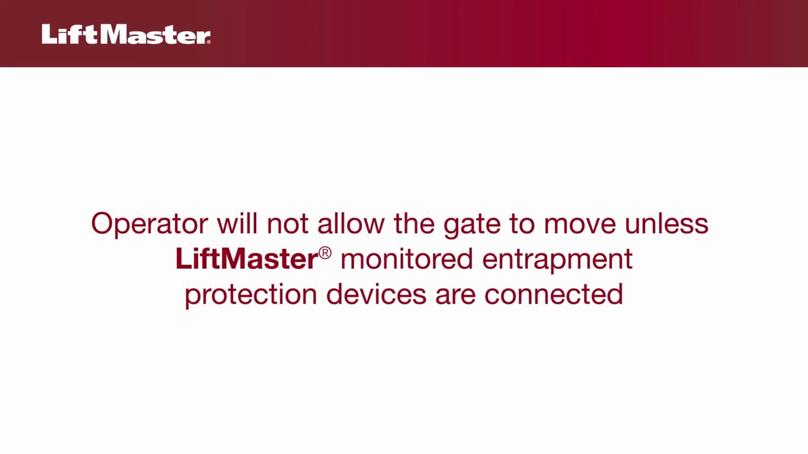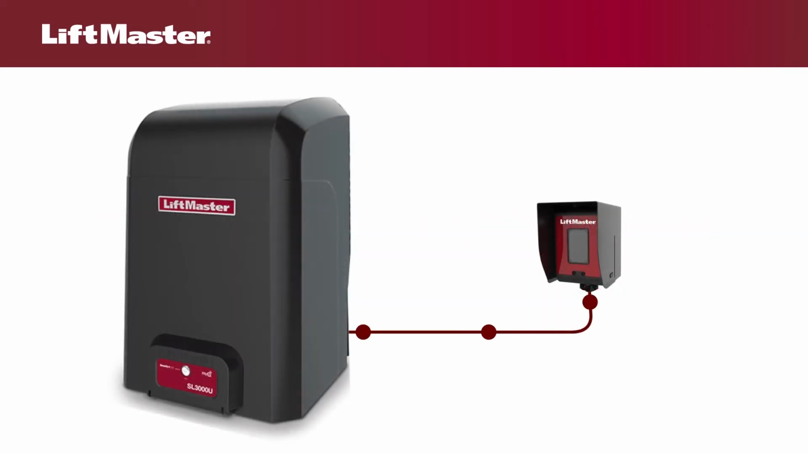Now we need to select a second protection device for each of the entrapment zones. As an added safety feature, our operators will not allow the gate to move unless each of those external protection devices is monitored. A monitored device sends a pulsed signal to the operator, so the operator is aware of the device. If the operator does not receive the signal from the device, it will not run.